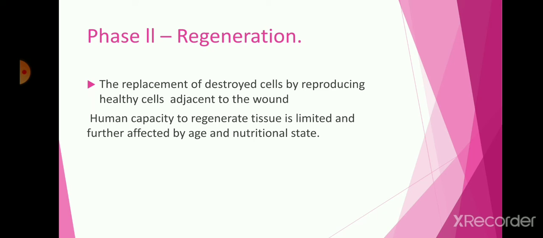So the next phase, that is phase second, is regeneration. During regeneration, the destroyed tissue is replaced by reproducing healthy cells adjacent to the wound. We know that at the injury site the tissue gets damaged, so this damaged tissue is replaced by the reproducing healthy cells adjacent to the wound.